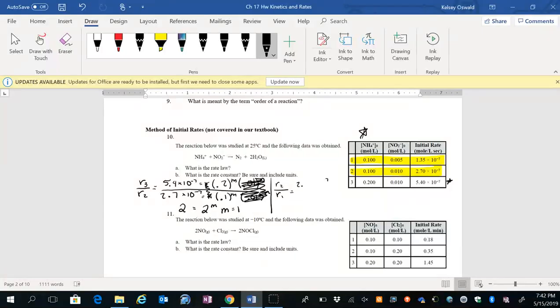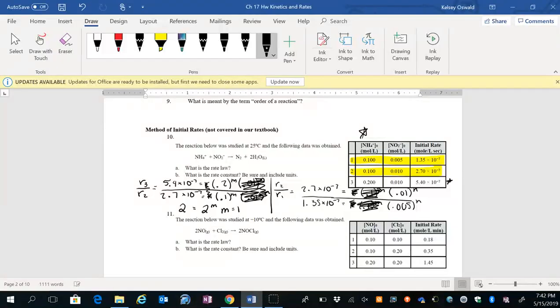Oops, I'll scooch this down a little bit so I don't run out of room. So 2.7 times 10 to the negative 7 is equal to our constant times our concentration of NH4 raised to some power times our concentration of NO2 raised to some power. We'll do the same thing for reaction 1. 1.35, our rate, is equal to our constant times our concentration of NH4 times our concentration of NO2. Again, whatever is on top and on bottom cancels out. We have a K on top and on bottom, those cancel. Same with our 0.1 M's.